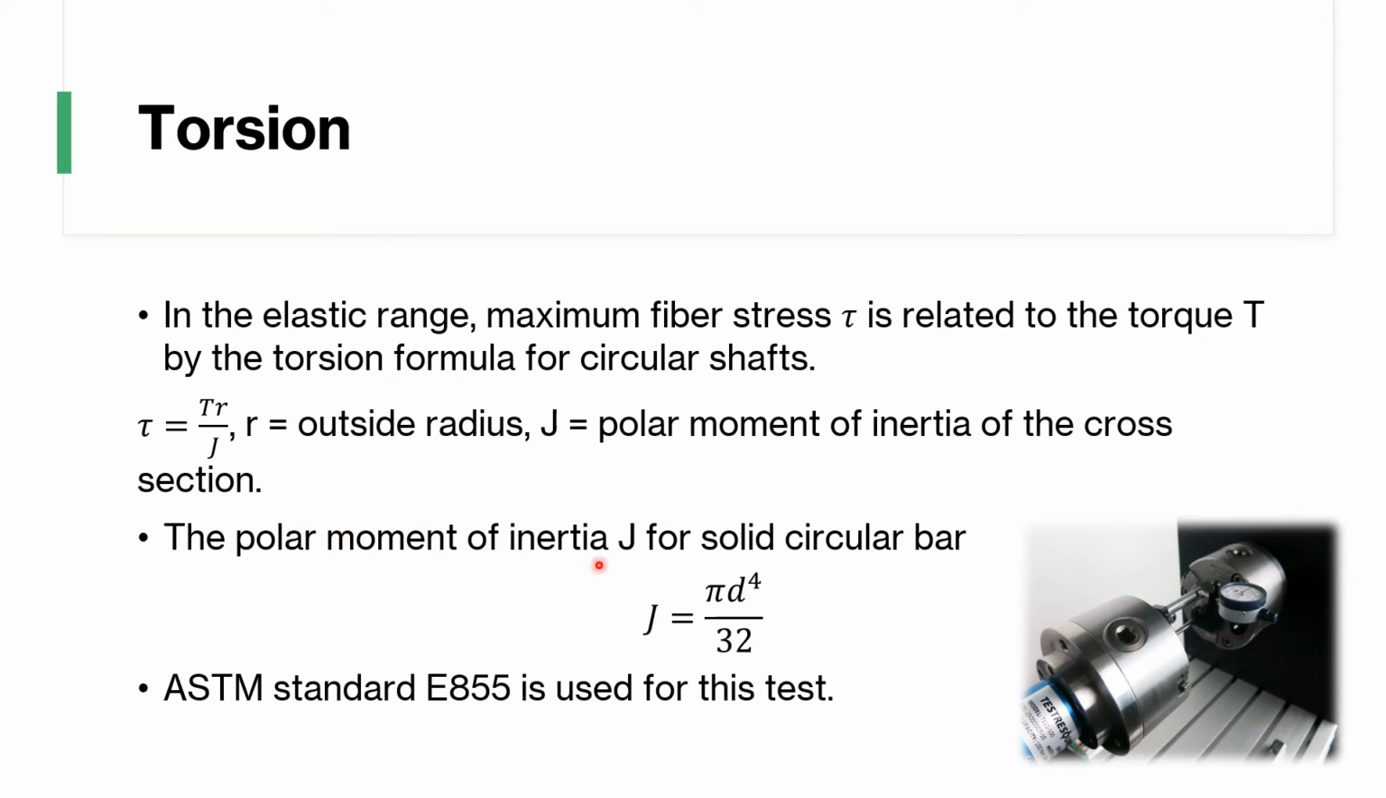So the polar moment of inertia J for a solid circular bar is going to be pi times d to the fourth, divided by 32. So that's it. But again, nobody is going to ask you all of that except for your assignment questions from your textbook. Okay, but it's really nice to know about this.